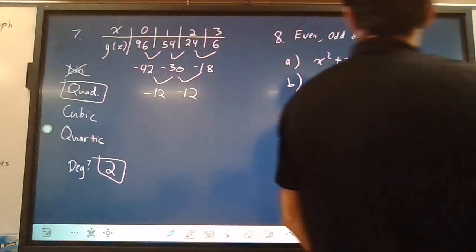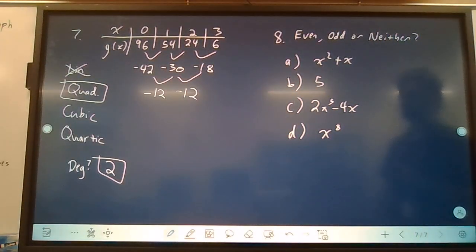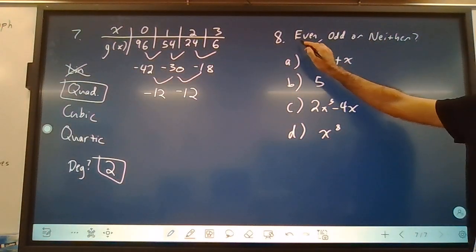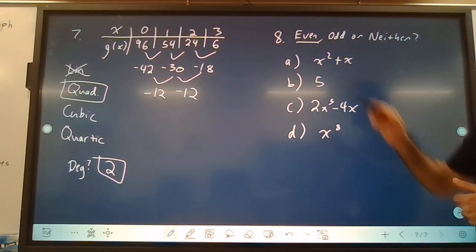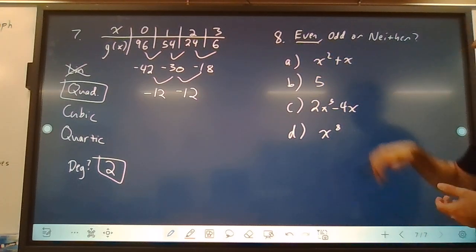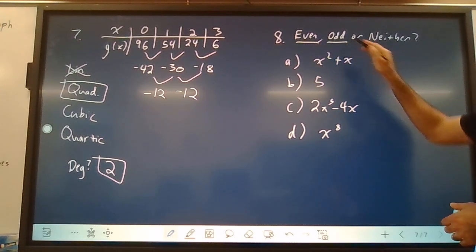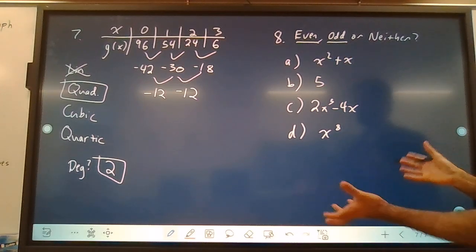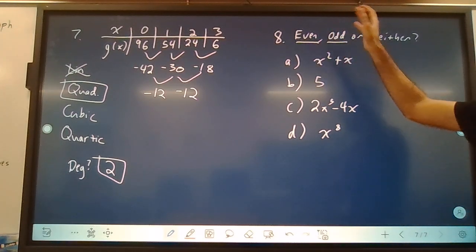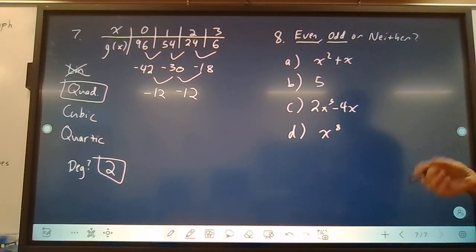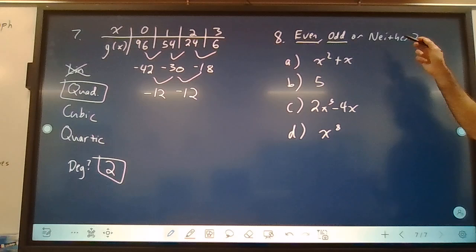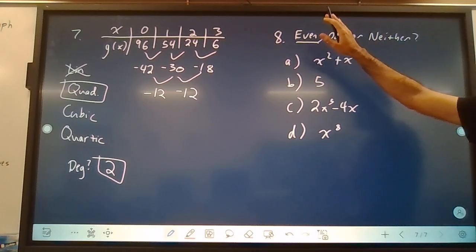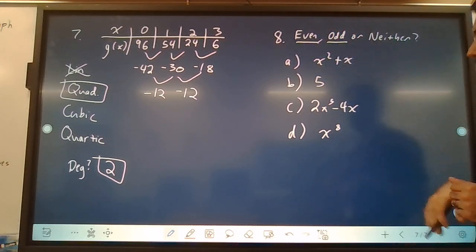All right, number 8, are these even, odd, or neither? So remember, if all the exponents, we're not adding them, but if all the exponents are even, it's called an even function. If all the exponents are odd, it's called an odd function. If there's a mixture, it's neither an even function nor an odd function. Now, don't confuse this with degree. It could be neither, but still have an even degree or odd degree. Okay, we're talking about even functions versus odd functions here.